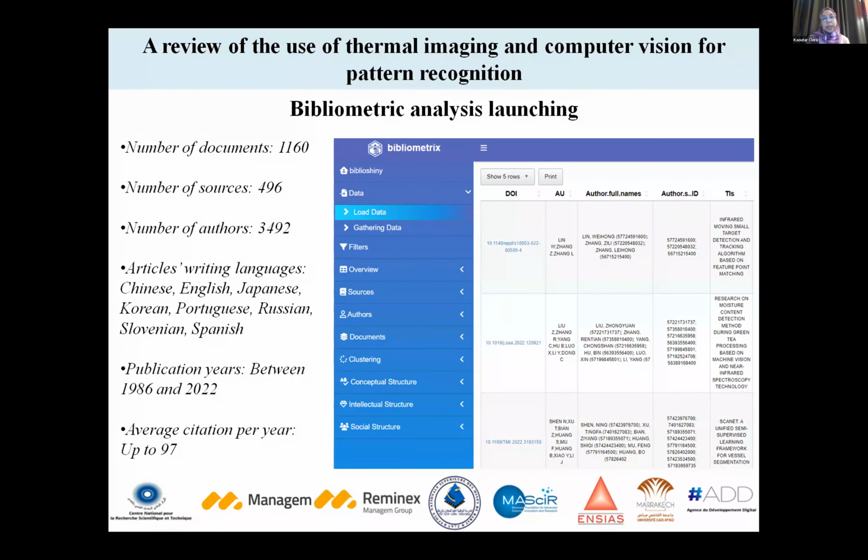So this is the interest of the bibliometric analysis, because it allows analyzing a big number of articles in a global way. And here we have some data about the number of sources, authors, article writing languages, publication years, and the average citations per year, which are the initial results.